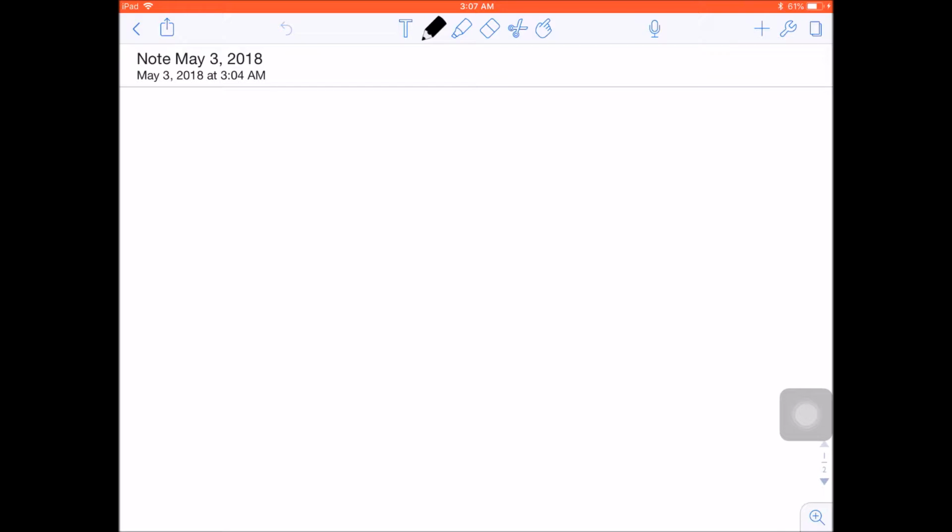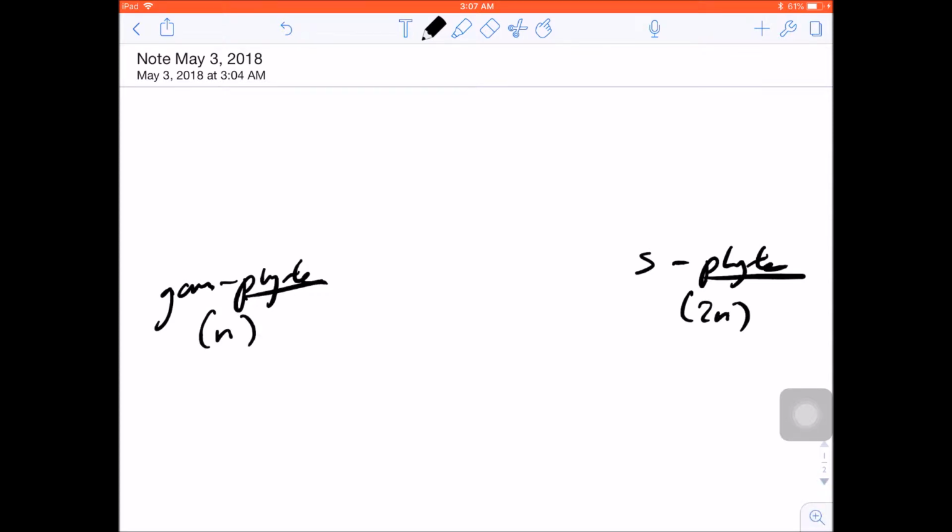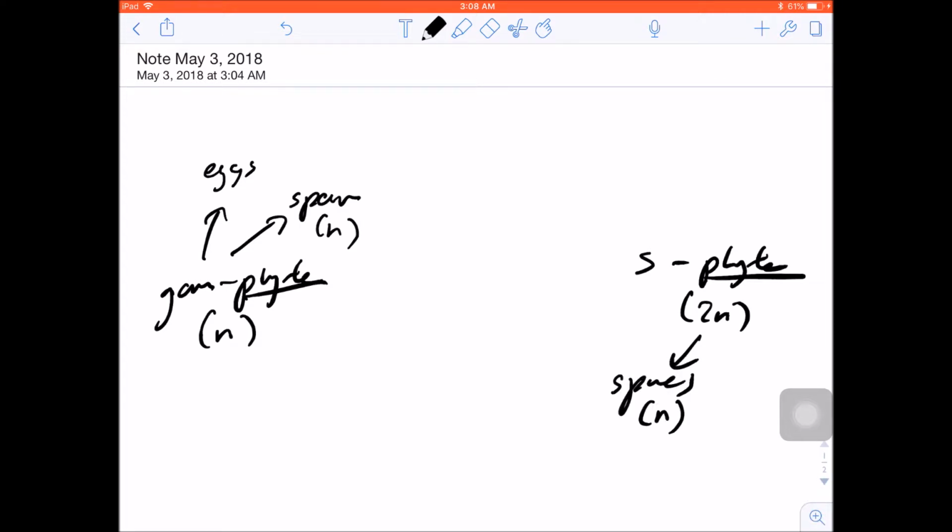So let's start with the gametophyte, and then the sporophyte. Remember, the phyte designation: whatever comes before the phyte is what that plant makes. So the gametophyte makes gametes, the sporophyte makes spores. The sporophyte is 2N, the gametophyte is 1N. The gametophyte makes eggs and sperm, and the sporophyte makes spores. 1N, 1N. Both these parent plants make 1N single cells.